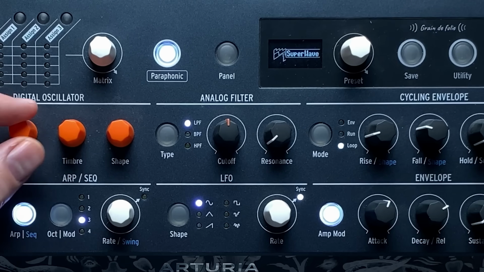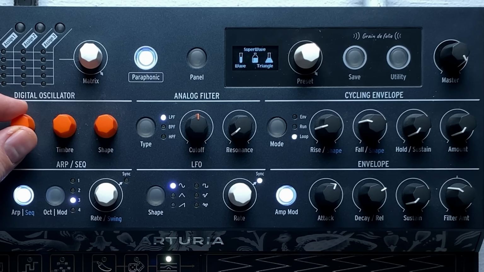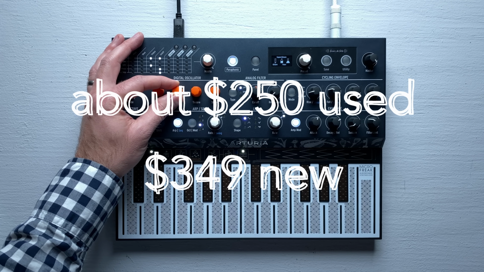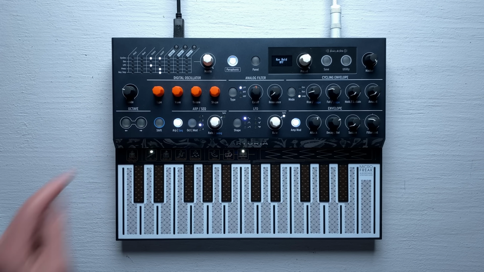Also, like the Volca keys, its 3 voices are paraphonic, meaning the filter and the envelopes are shared across all 3 voices. These can be had for about $250 on the used market. I made a couple videos about the Micro Freak a while back. I'll put links in the description to this video. Moving on.